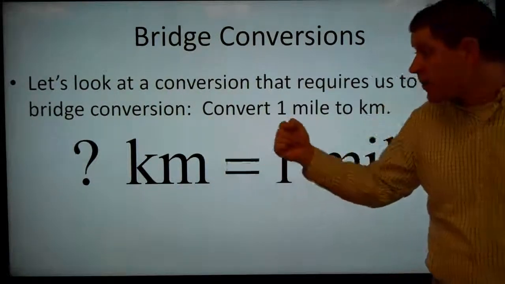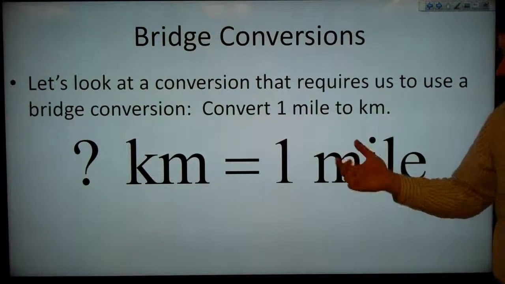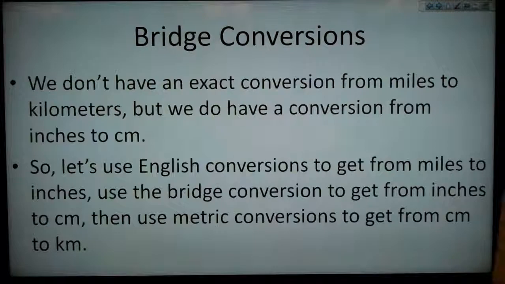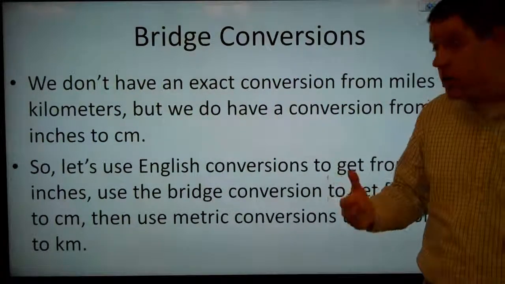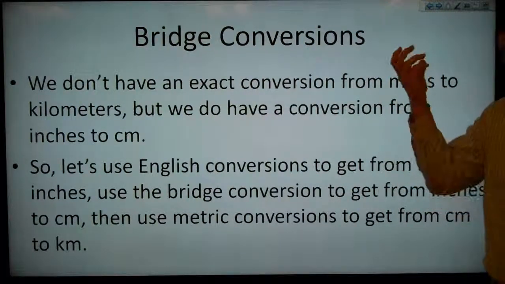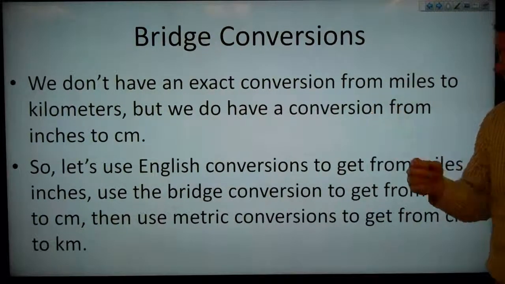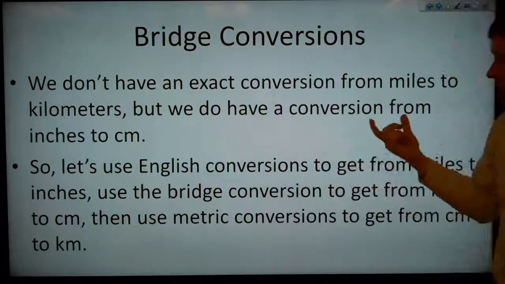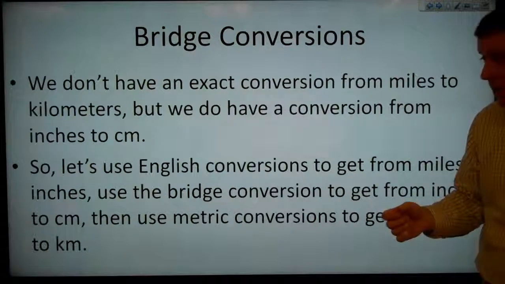So let's look at an example. Let's look at one conversion that requires us to use a bridge conversion. Let's convert from 1 mile to kilometers. So some number of kilometers is equal to 1 mile. Our given is the 1 mile. Our wanted unit is kilometers. We don't have an exact conversion from miles to kilometers. I gave you an imprecise number earlier, so we know it's going to be close to that, but let's see if we can do this more exactly. We do, however, have a conversion from inches to centimeters, so we can bridge our two systems.